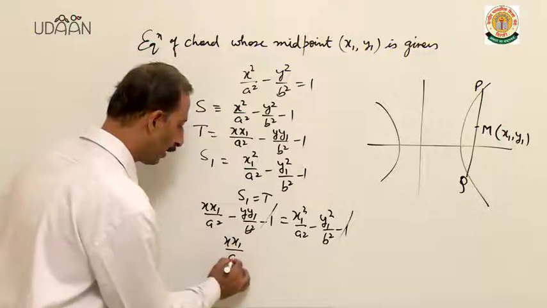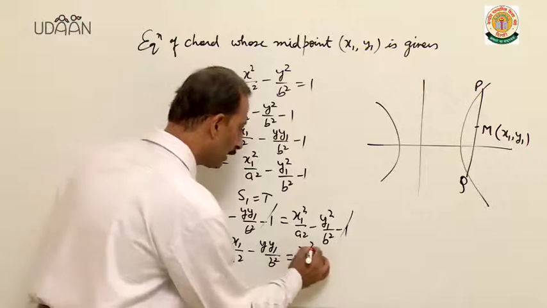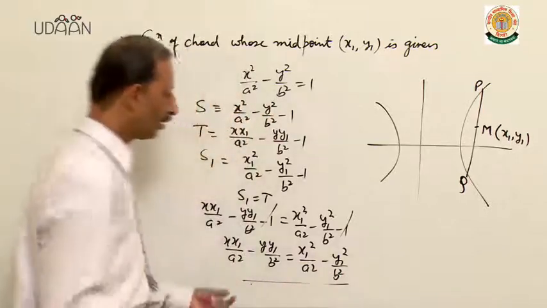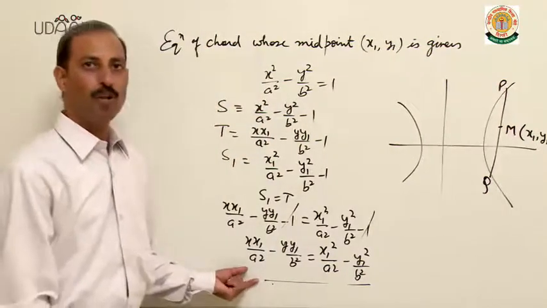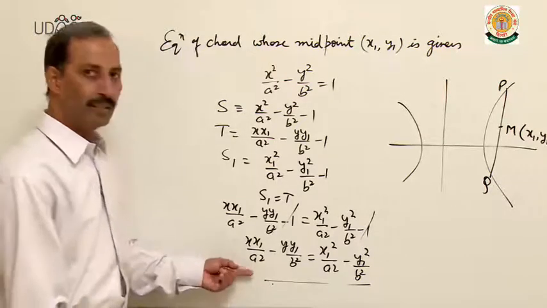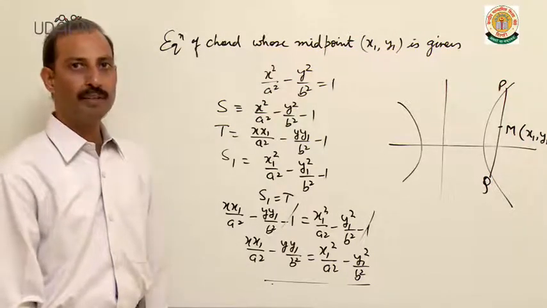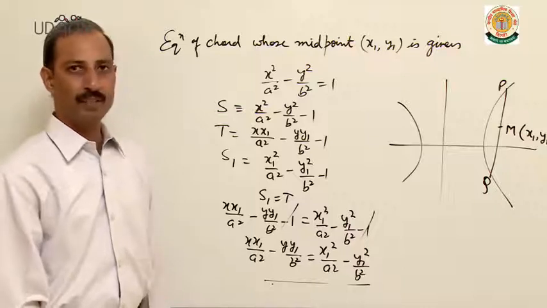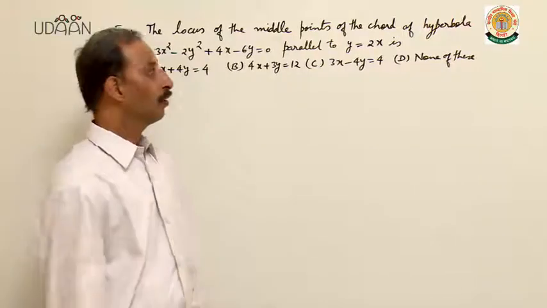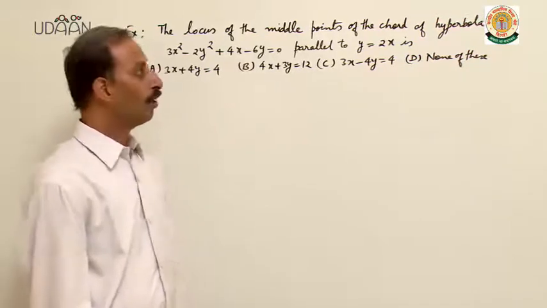So x1 upon a square minus y1 upon b square is equal to x square upon a square minus y1 square upon b square. This equation is known as the equation of the chord whenever midpoint of the chord is given. So we will use directly this formula to find the equation of the chord if midpoint of the chord x1, y1 is given. In this example, based on the previous topic, this is the locus of the middle point of the chord of the hyperbola.